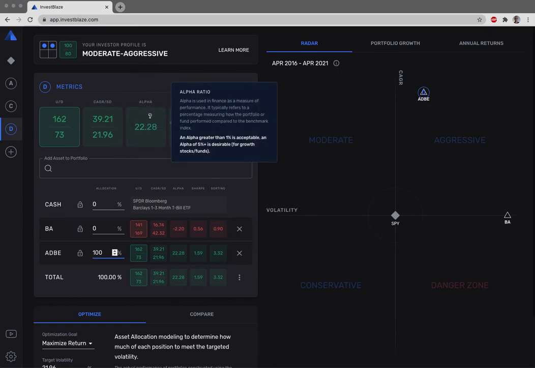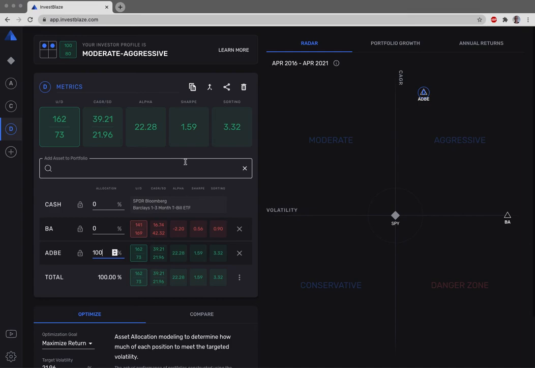If you go to the next one, we include alpha. A lot of people care about alpha because if your goal is to outperform the index, alpha is saying how much this stock or fund is outperforming the index. So it's a really nice alignment with that goal. And as you can see, Adobe in this case is outperforming the S&P 500 by 22%. So that's a pretty strong alpha, believe me.